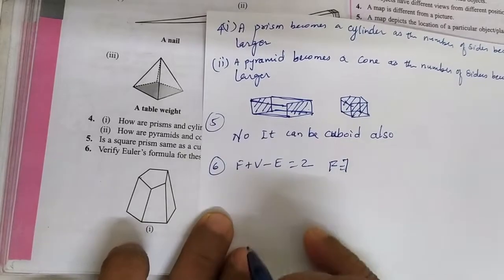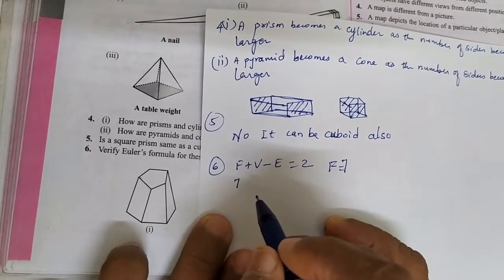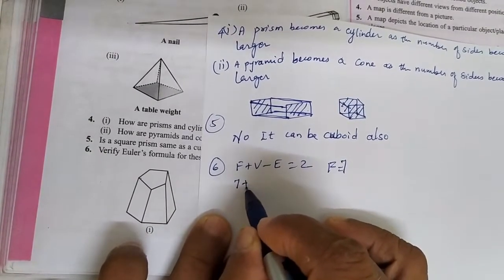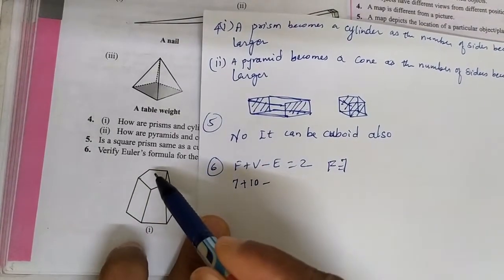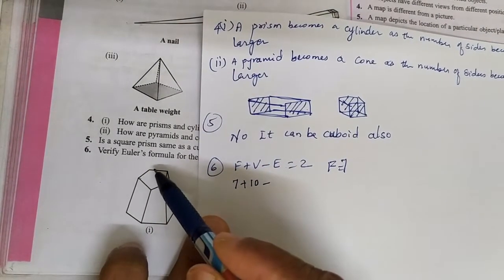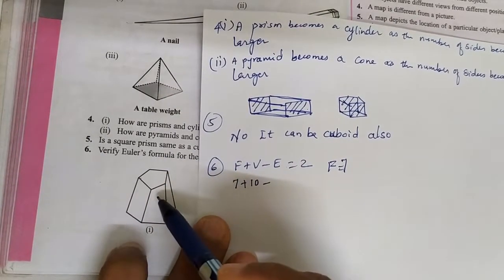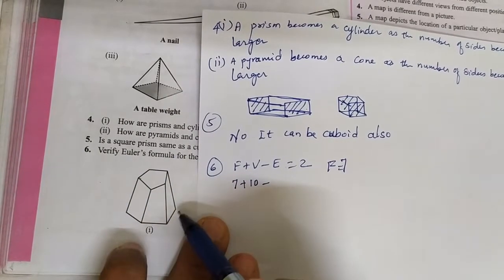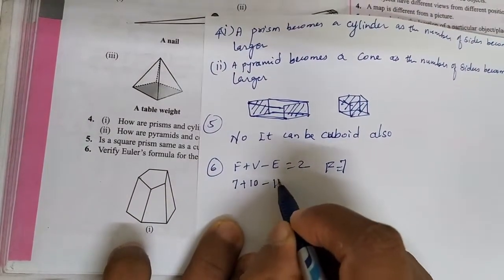So we will put it in the formula directly. This is 7 plus this is 10 minus edges. How many? See here, we cannot see one edge here. 1, 2, 3, 4 and 5. 6, 7, 8, 9, 10, and again 11, 12, 13, 14, 15. How many? There will be 15.